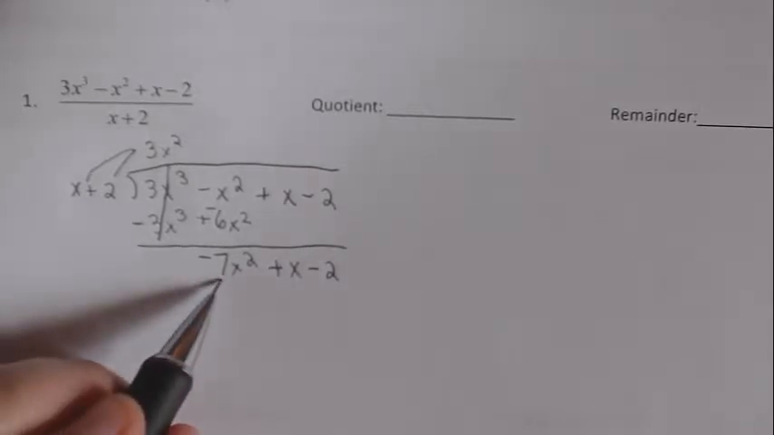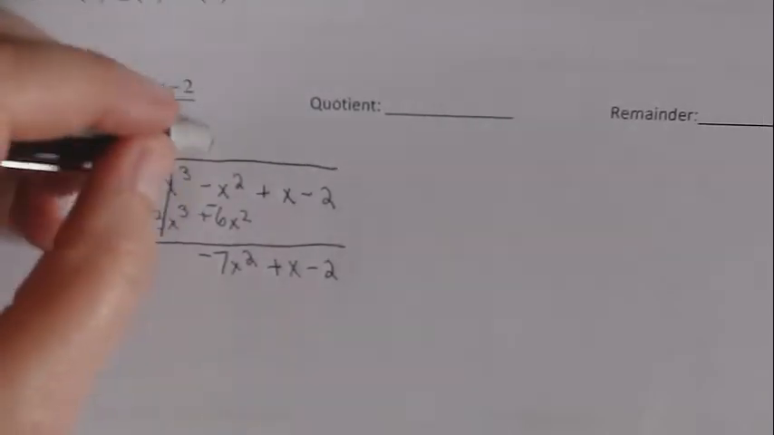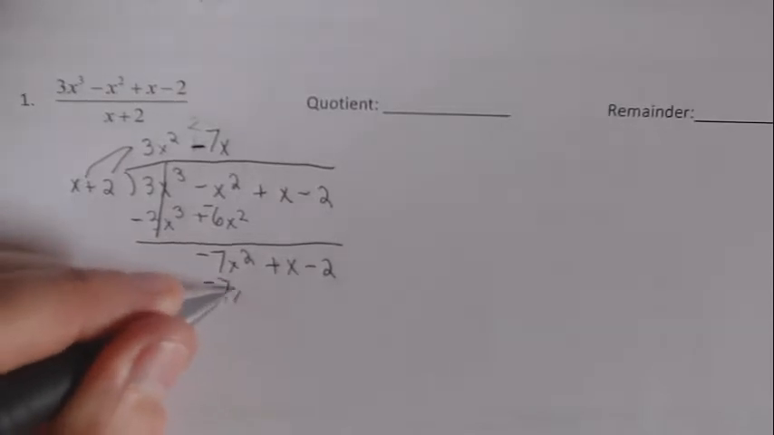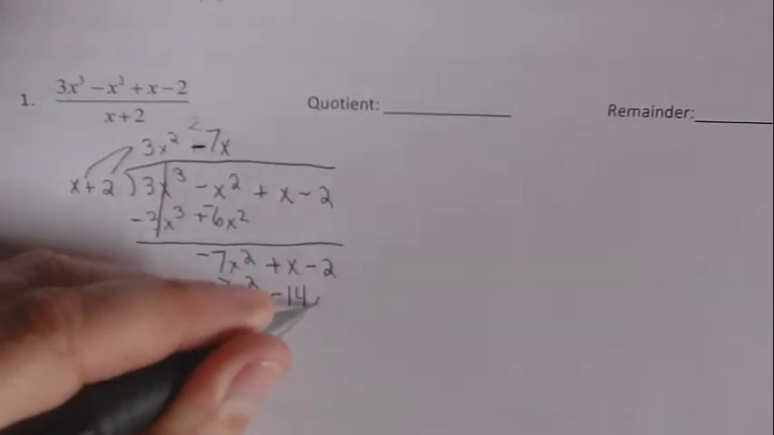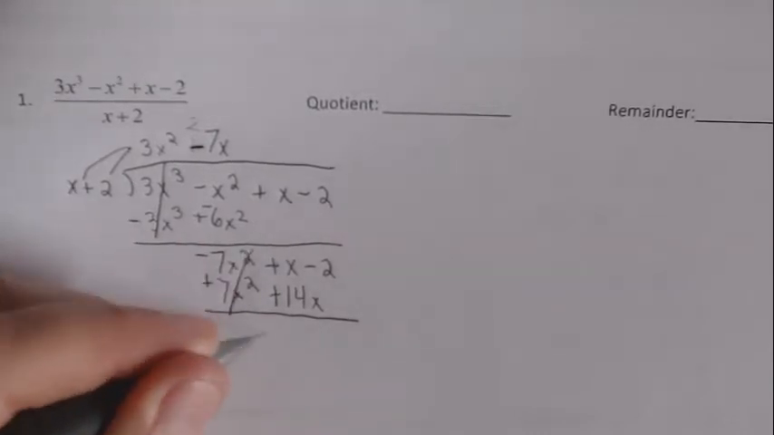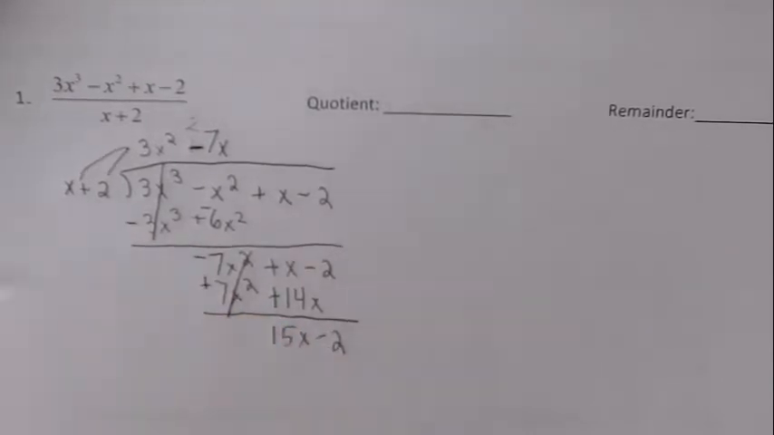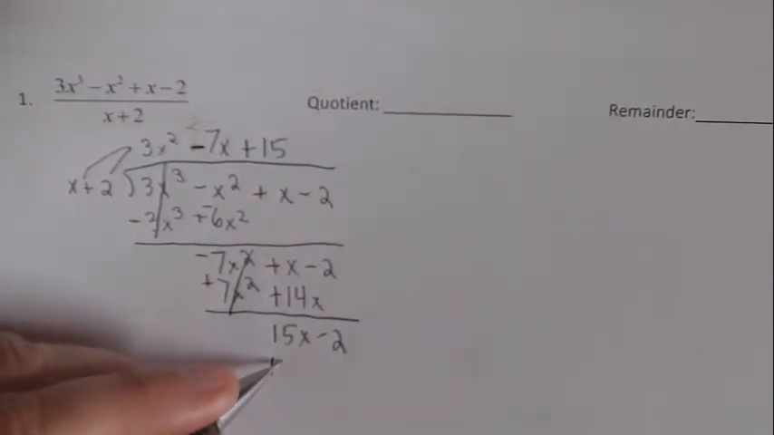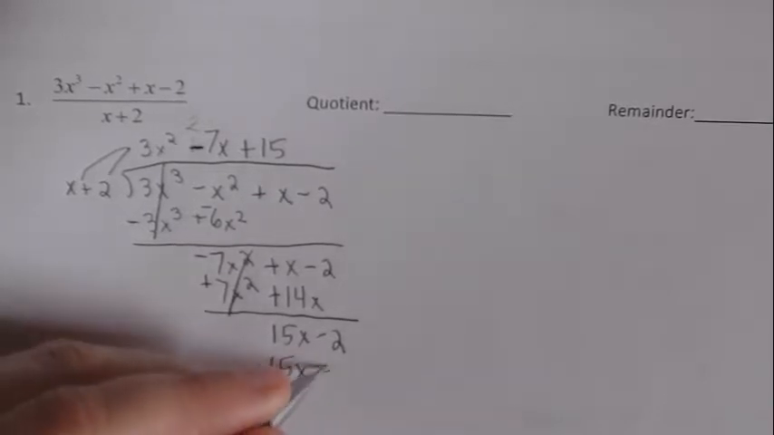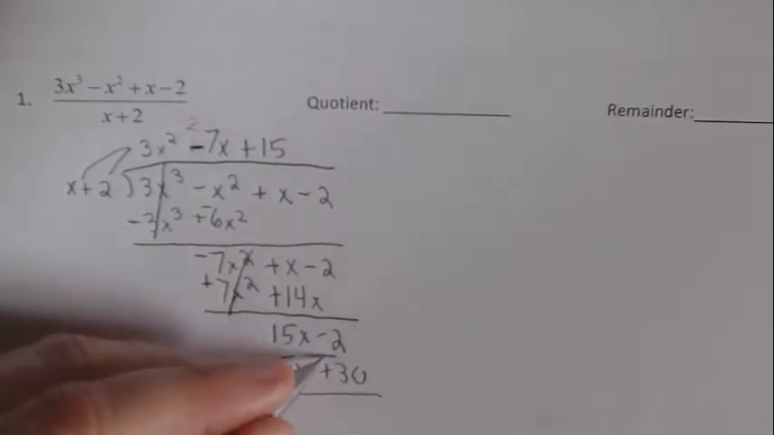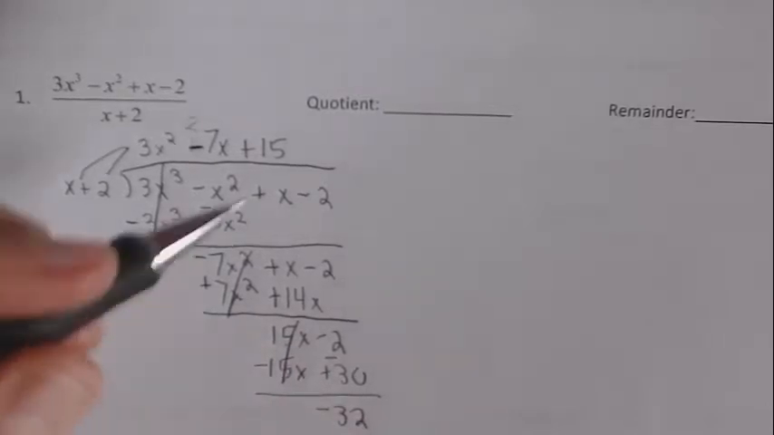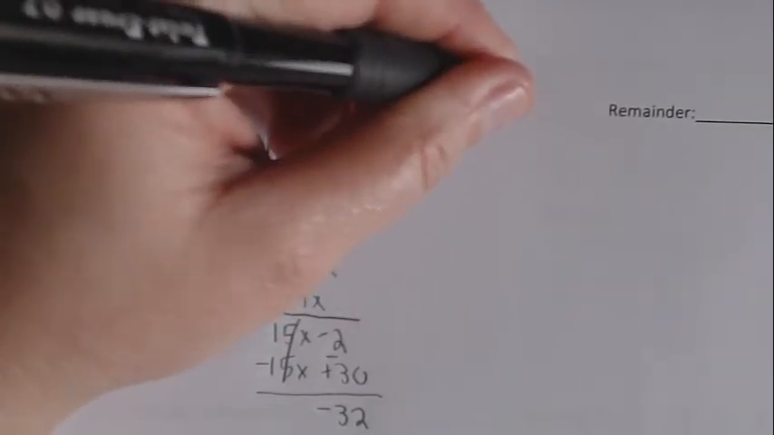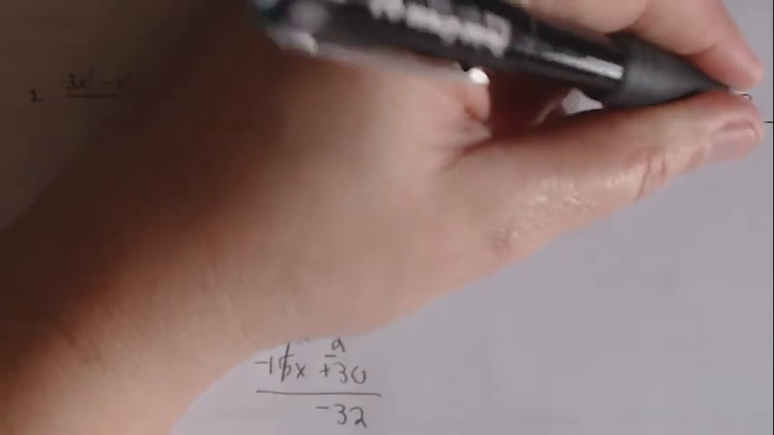It's time to divide. Negative 7x squared divided by x is negative 7x. Then you distribute, you get negative 7x squared minus 14x. Draw your line, change the signs. That gives you 15x minus 2. 15x divided by x is positive 15. Distribute, 15x plus 30. Draw your line, change the sign. Negative 32 is your remainder. So your quotient, 3x squared minus 7x plus 15, and your remainder, negative 32.